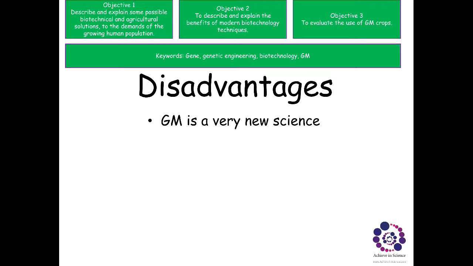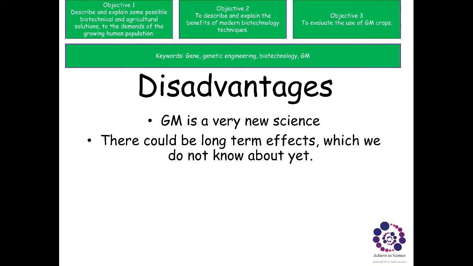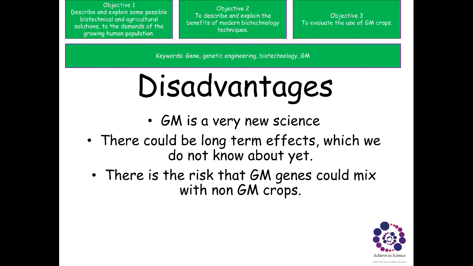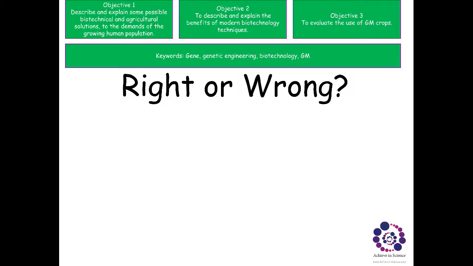Disadvantages include that GM is a very new science, an unknown science. We do not know the long-term effects that some of these GM additions and changes can have upon humans and upon wildlife. And there is also the risk that these GM genes can actually mix with non-GM genes through cross-pollination.